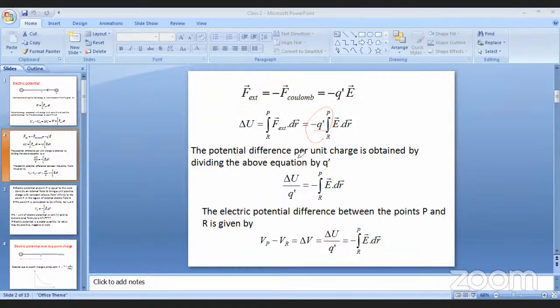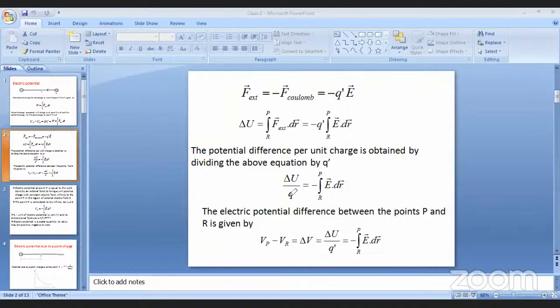That means the work done per unit charge. Okay, what you will get is the work done per unit charge. So here I am dividing the change in energy, or difference in potential energy, by the test charge value. Then what will happen? This equation gets modified like this. When you divide this equation by Q prime, this Q prime will vanish. So you will get this term minus integral E dot dr, and the integration limits are R to P. So this is the electric potential difference between the points P and R.